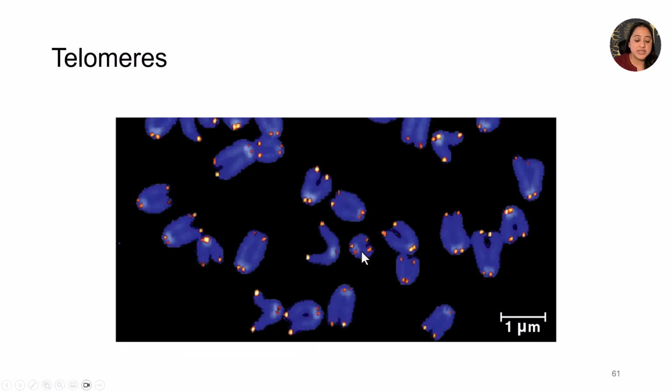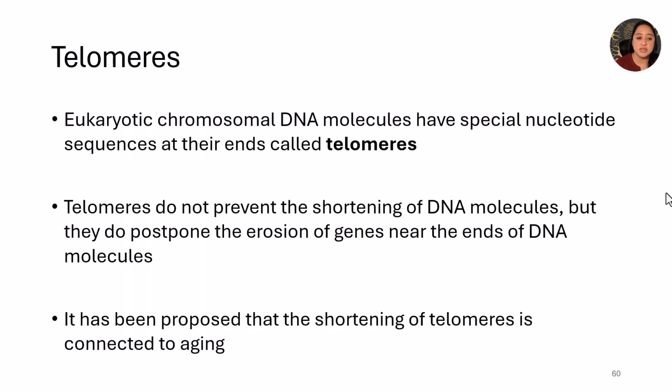So here is a little picture. They kind of look like little Among Us guys, right? And so these are the chromosomes, and the little yellow spots are the telomeres at either end. So it's really just short sequences that don't really code for anything, actually. It's kind of just like fluff. And then if that gets cut off, it doesn't matter because it doesn't code for anything important. So if that gets cut off shorter and shorter, it's okay. It postpones the erosion of genes near the ends of the DNA molecules.